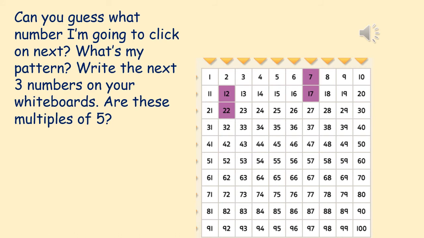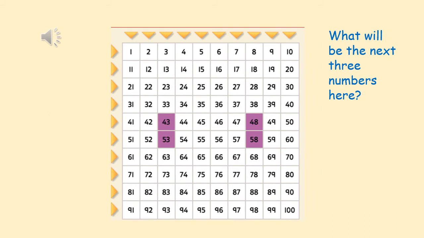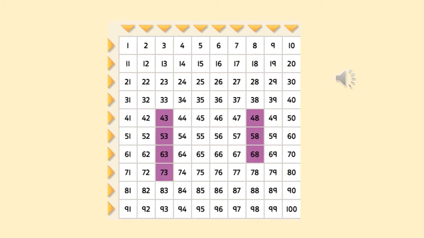I've got some numbers highlighted in purple on my 100 square. I've got 7, 12, 17 and 22. What will be the next 3 numbers in my pattern? Can you write them down? Did you get these numbers? What's the pattern? What will be the next 3 numbers? Well done. These are patterns of 5, but not multiples of 5.